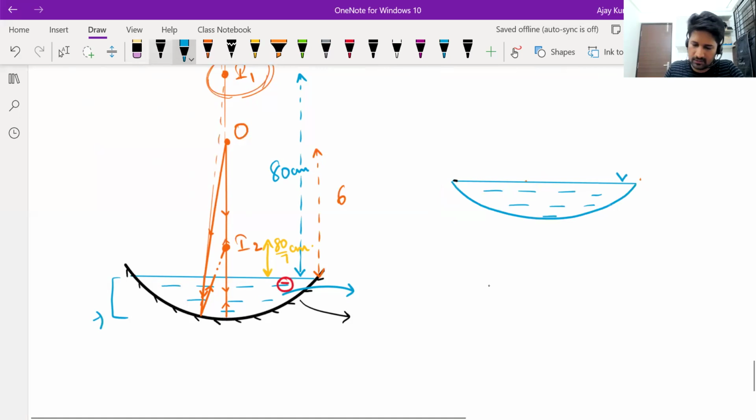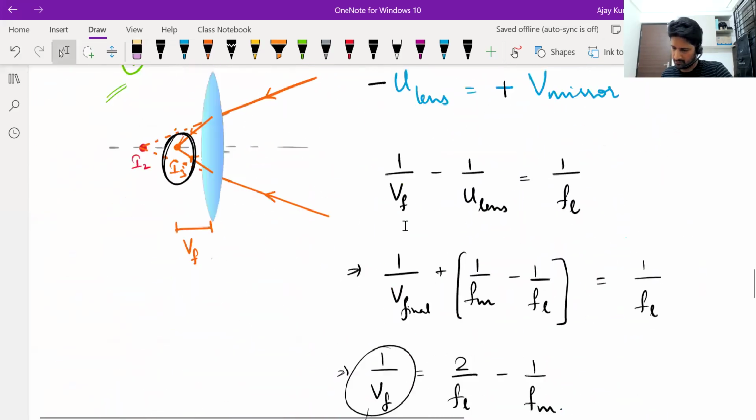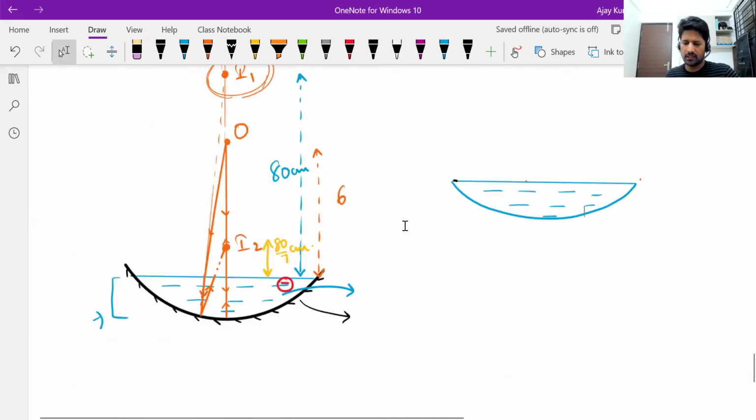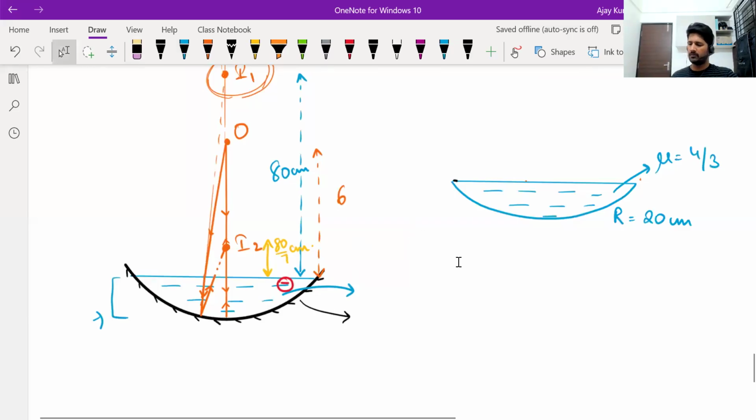Like this. How much was the radius taken as? 20 centimeters only. Fine. All of you quickly calculate the focal length of this water lens. Its refractive index is 4 by 3. The radius of curvature on this side is 20 centimeters. That side is a flat surface, means radius is infinity. Use lens maker formula and tell me the focal length of this water lens. Make it fast, I'll give you 1 minute.